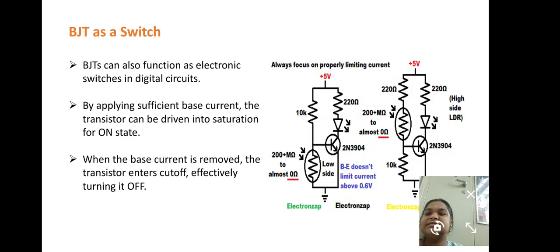BJT as a switch. BJTs can also function as electronic switches in digital circuits. By applying sufficient base current, the transistor can be driven into saturation for the on state. When the base current is removed, the transistor enters cutoff, effectively turning it off.